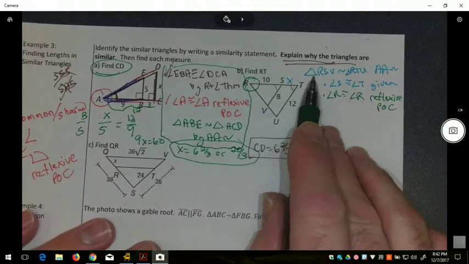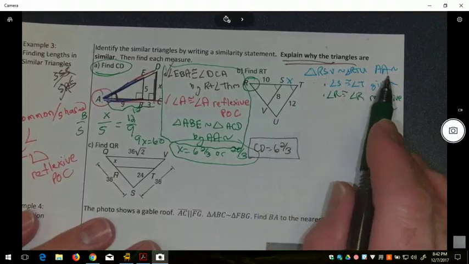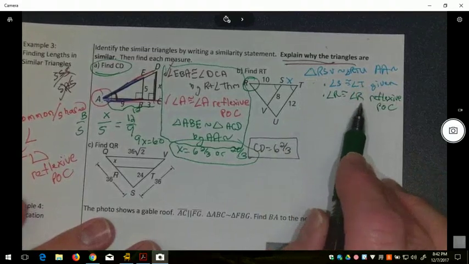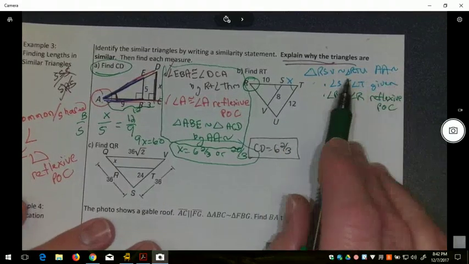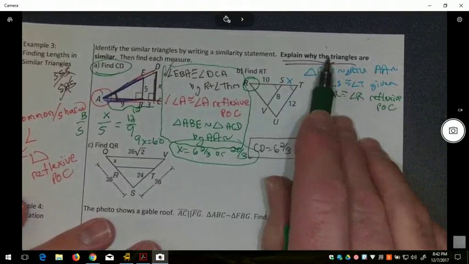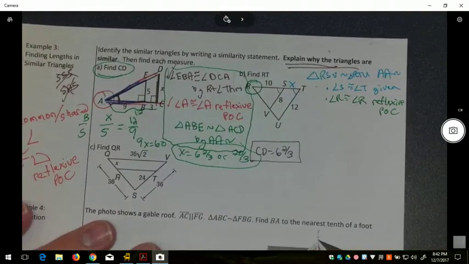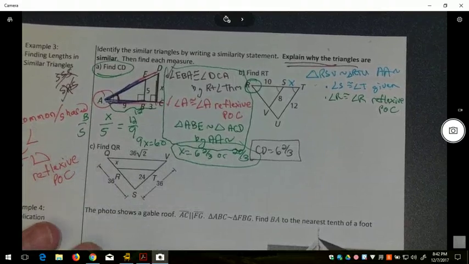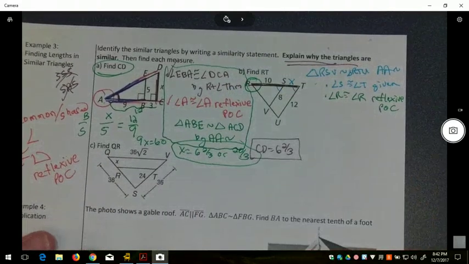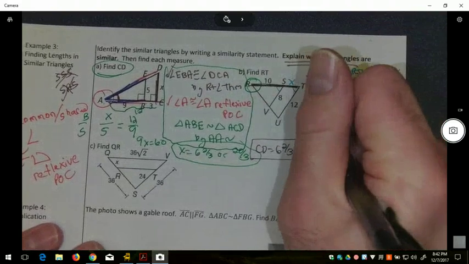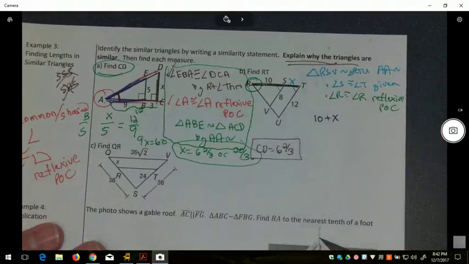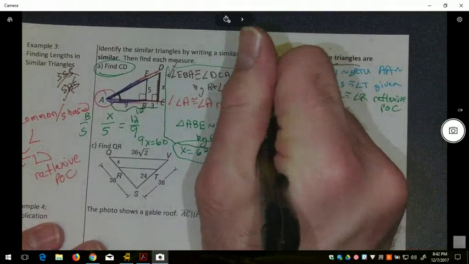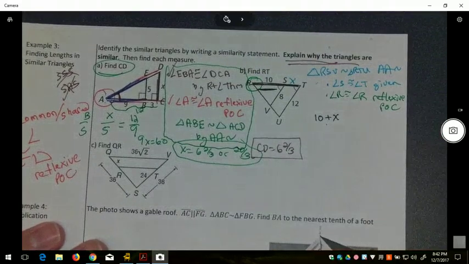So I have my statement. There's my similarity statement, the reason angle-angle similarity, and the evidence supporting angle-angle similarity. That right there explains why the triangles are similar. Now we need to solve for x. Well, x is part of the big triangle. So that whole length would be 10 plus x, and it matches up to the small triangle, length of 10.